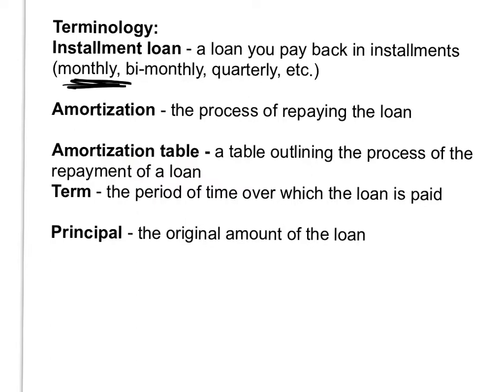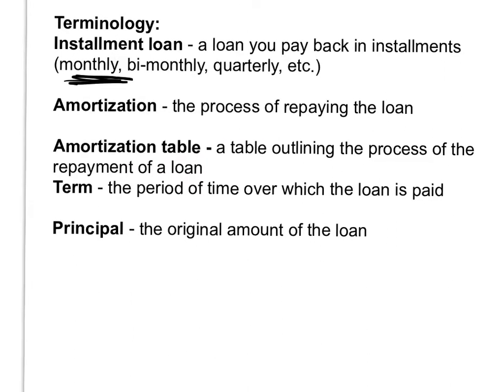Speaking of the time, that's your term. And term is the period of time over which you pay back your loan. So maybe it's 1 year, maybe it's 30 years. Principal, and this is a pretty important word, so I'd highlight this. It's the original amount of the loan. So however much you initially borrowed is your principal.